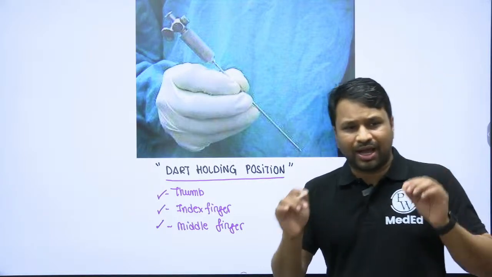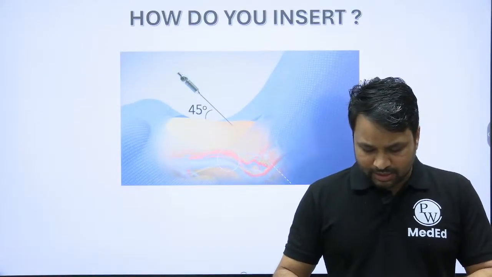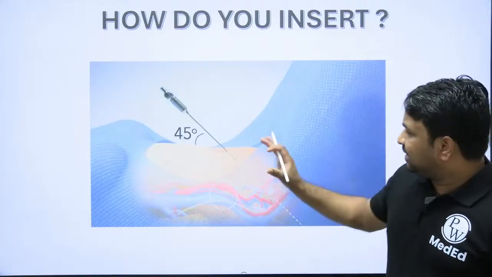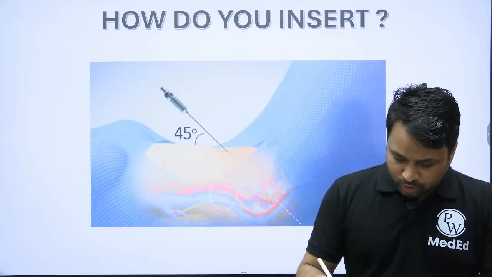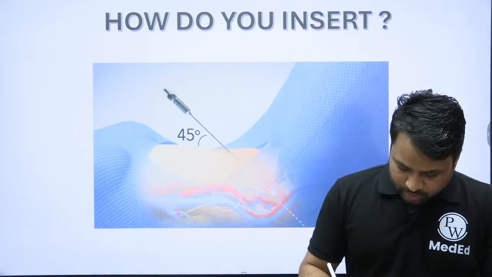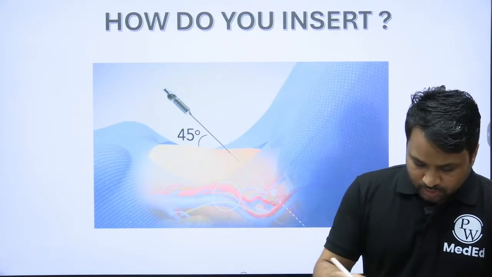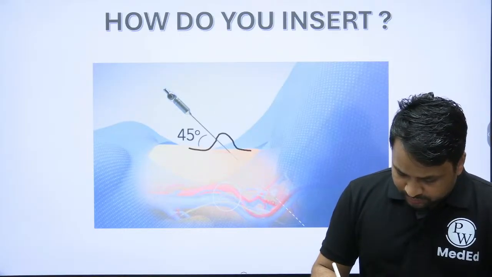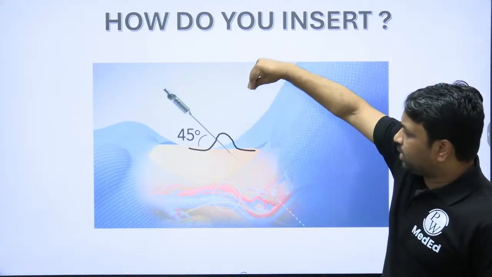Once you have the Veress needle, how are you going to insert the Veress needle into the abdomen? Okay, so how do you insert it? This is the position that you're going to insert it. Now, this diagram is not entirely true, because what I'm going to do is pinch the abdominal wall and lift the abdominal wall like this. ठीक है, तो आप abdominal wall को pinch करोगे और उठाओगे.